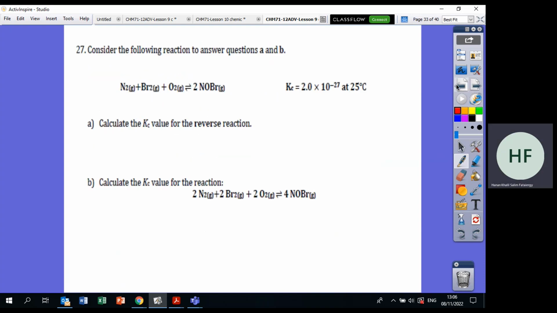Yeah, before we continue, let's do this. We have this Kc, we have this reaction. Is this reaction homogeneous or heterogeneous? Of course, all of them are gases. This means it is homogeneous.